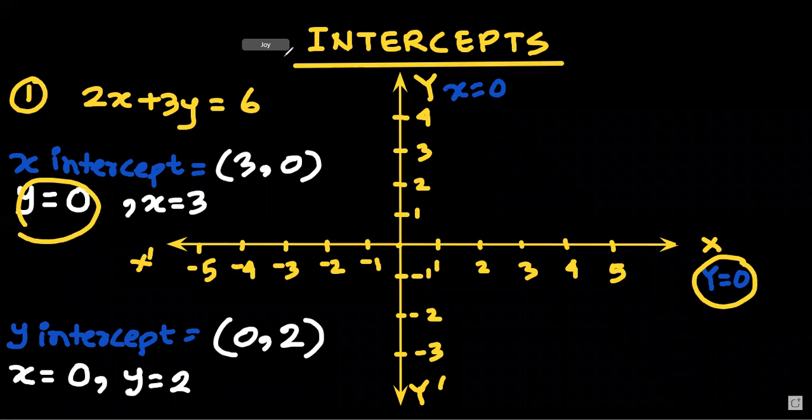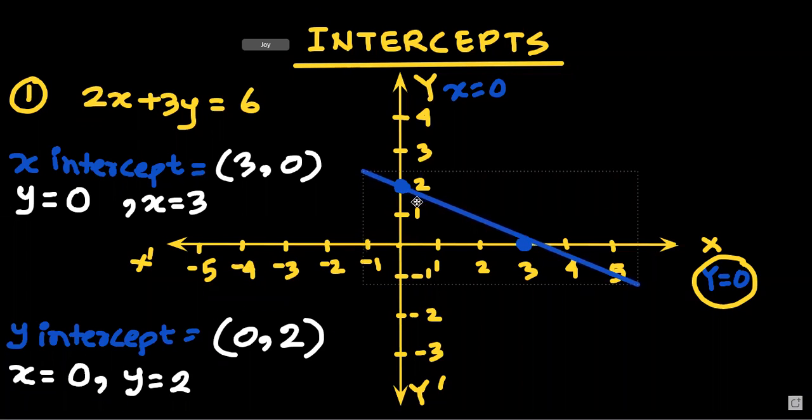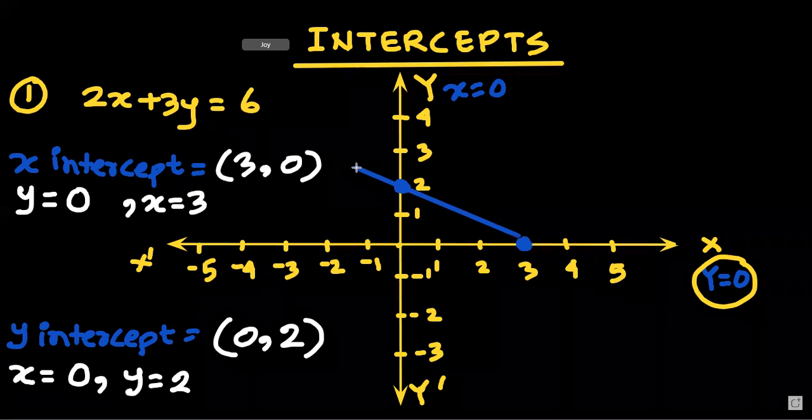So you got 2 points, right? (3, 0), which is here, and (0, 2), which is here. So I have got at least 2 points, and you can join these 2 points to get the ultimate graph of the curve. So this is the curve, and you can extend it further. Join and extend.